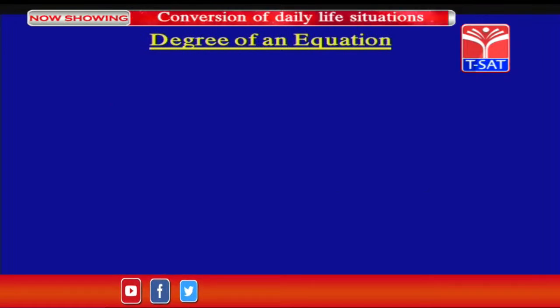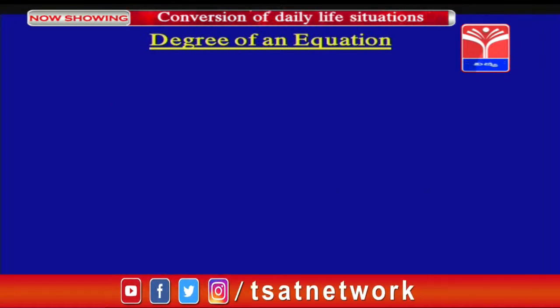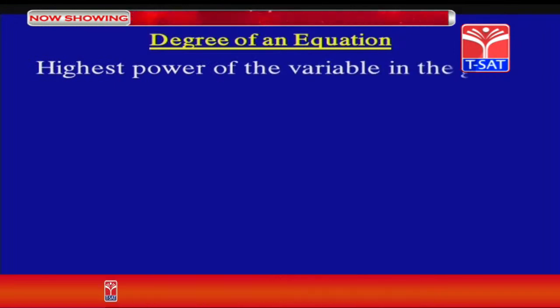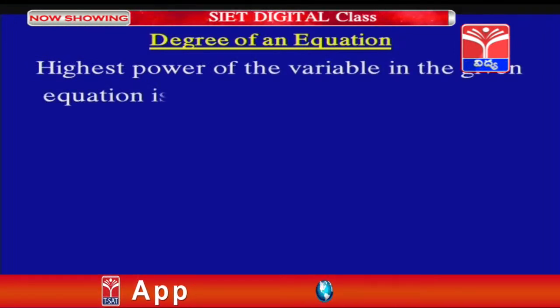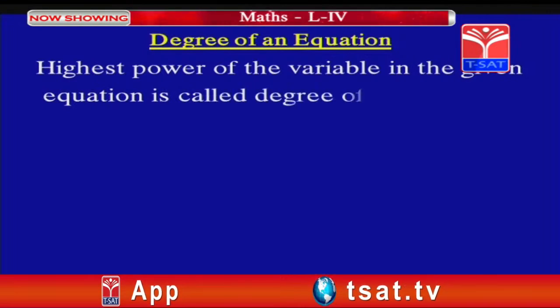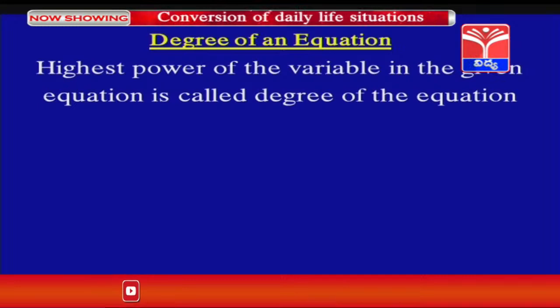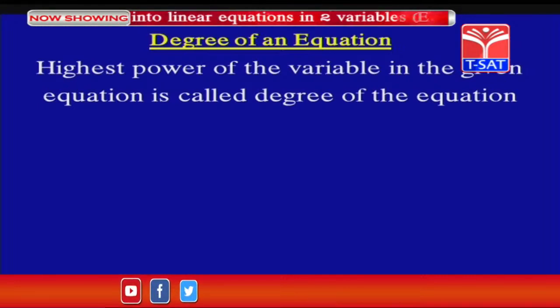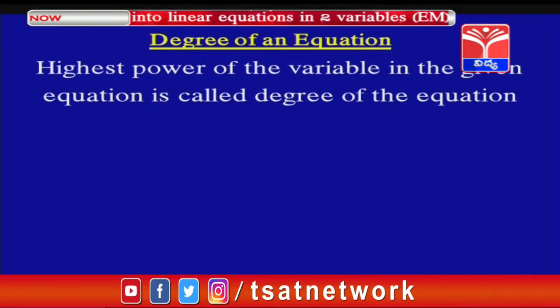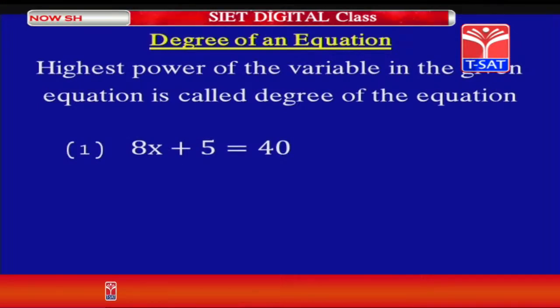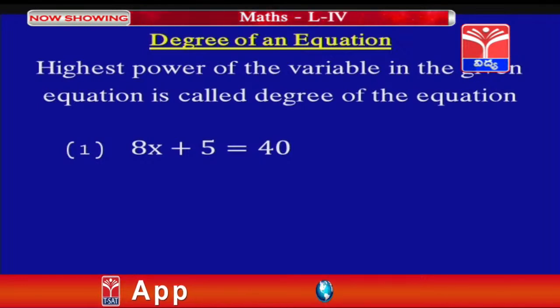Now, we will discuss the degree of an equation. Highest power of the variable in the given equation is called the degree of the equation. Once again, highest power of the variable in the given equation is called the degree of the equation. For example, 8x plus 5 is equal to 40.